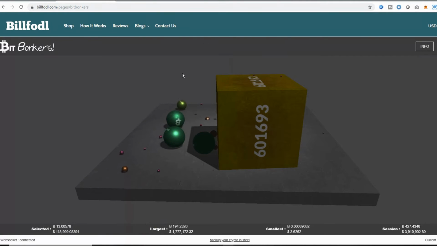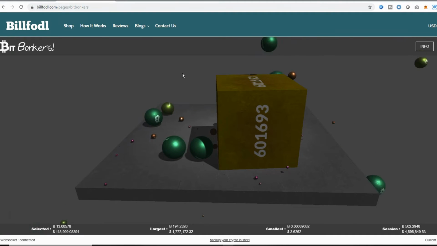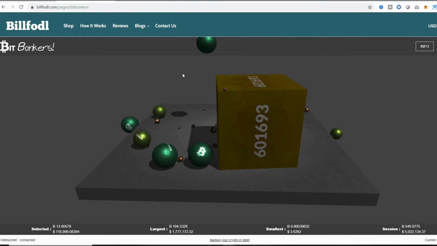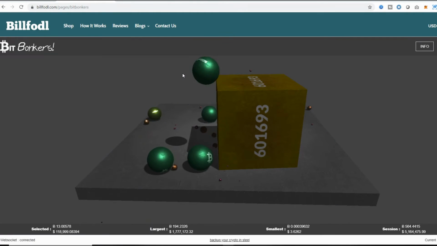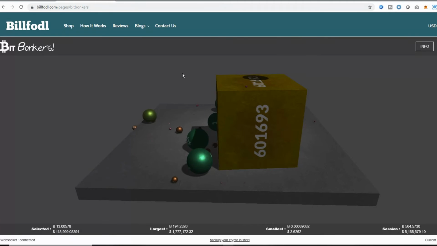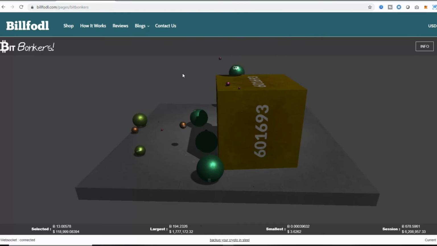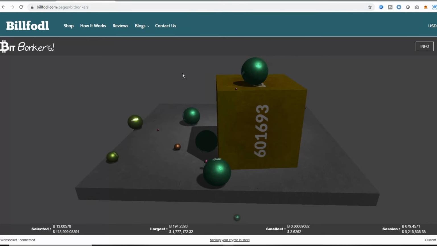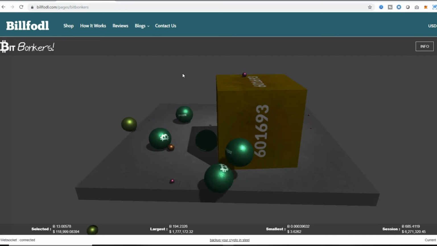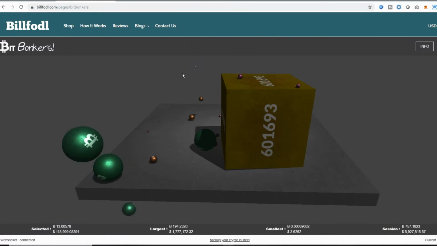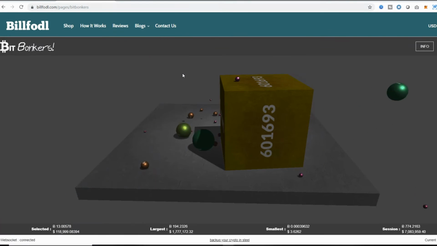Now this is a very interesting specific visualization that's put together by Billfodl. Billfodl is actually a very interesting wallet. That's actually a metal wallet, and it's meant for you to keep your private keys safely. So if you have a paper wallet or any type of cold storage, Billfodl is a very valuable tool that you could look at. You can find this visualization at billfodl.com/pages/bitbunkers.